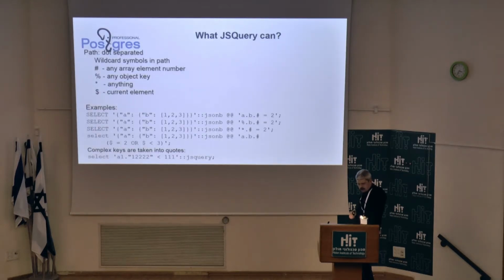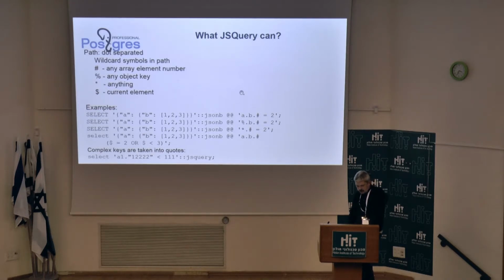Okay, so what else can JSQuery do? A path is a dot-separated construction with possible wildcards. There are three main elements of the wildcards. This symbol means any array element number. So it means that A, B, and some array element is equal to 2.